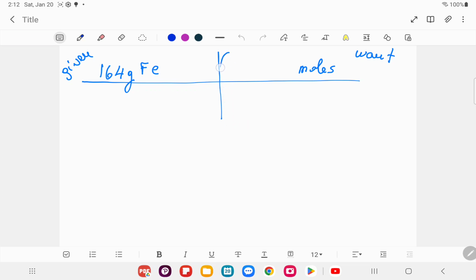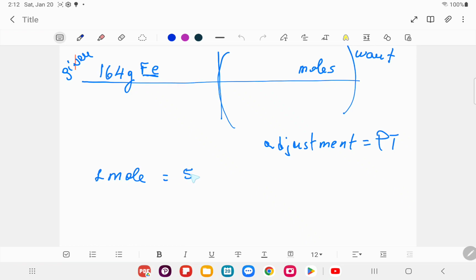And this whole fraction is your adjustment, which means whatever the periodic table is giving you. We are looking at iron, so you know that 1 mole of iron is the same as 55.8 grams. We just said that, right? Then you will go there and you will say 1 mole is 55.8 grams. So now you have this fraction multiplied by this fraction.